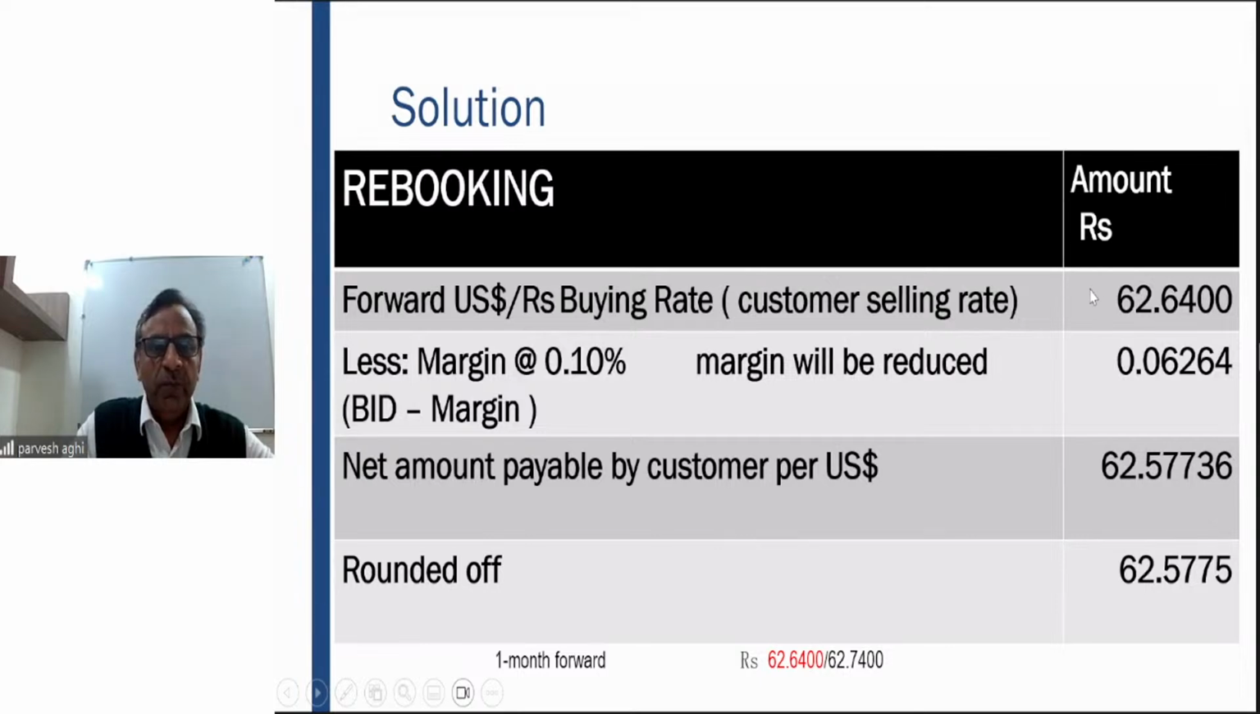Okay, fine. So the bank is going to buy them at this selling rate, and now this is rounded off to 62.5775. Okay. So now this is the booking rate of the customer.